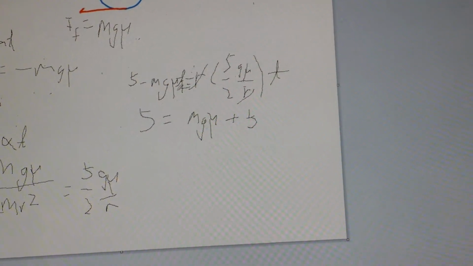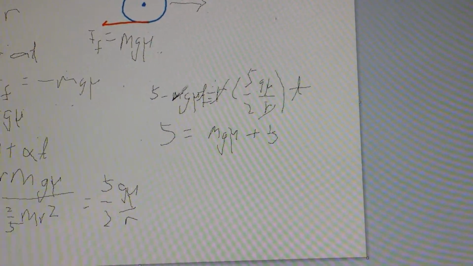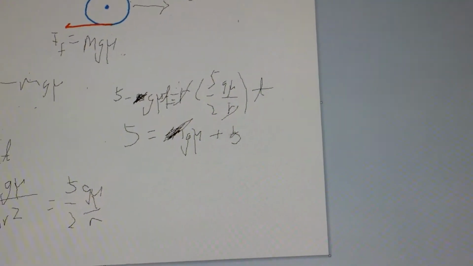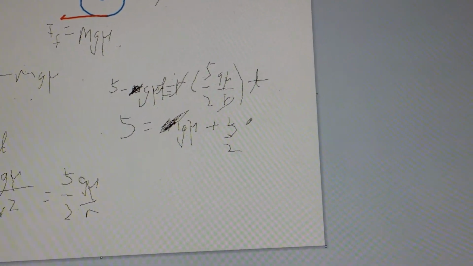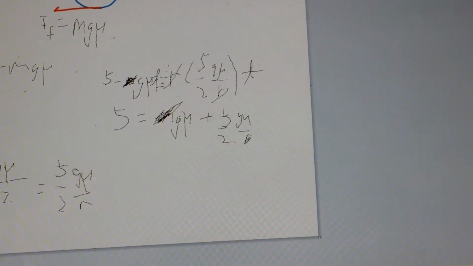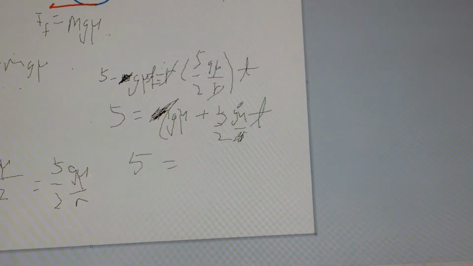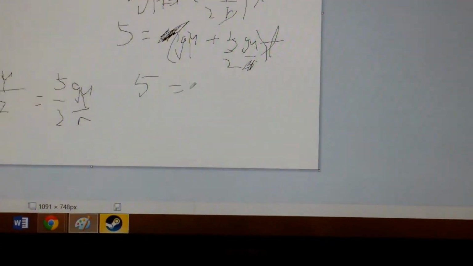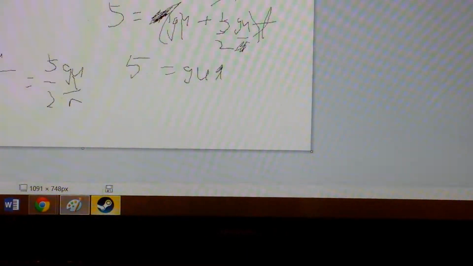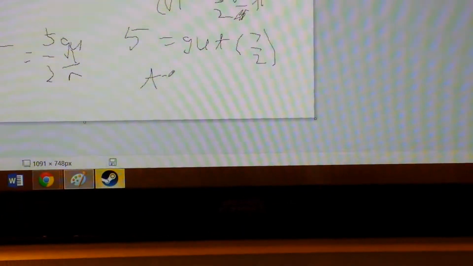Oh my god, whoops. The acceleration here is not mg mu, it's just g mu. So over here it's just going to be g mu t plus 5/2 g mu t. Whoops, the r is gone as well. So 5 will equal g mu t times 7/2.